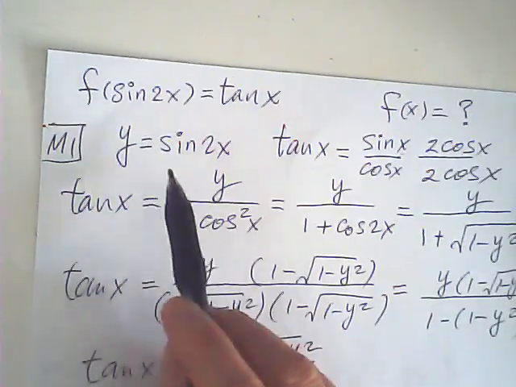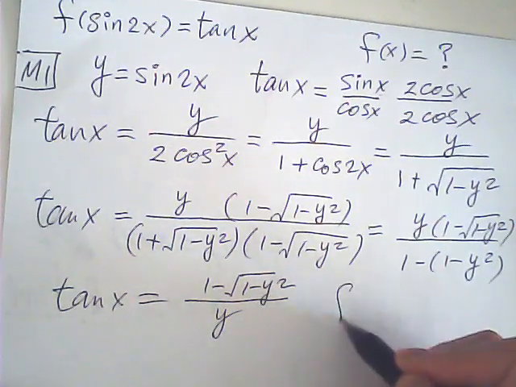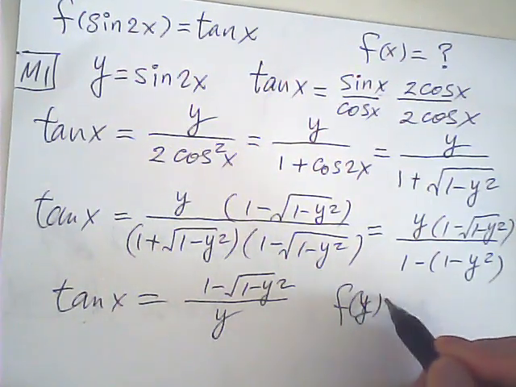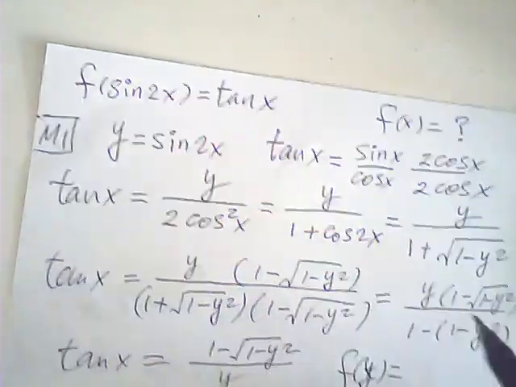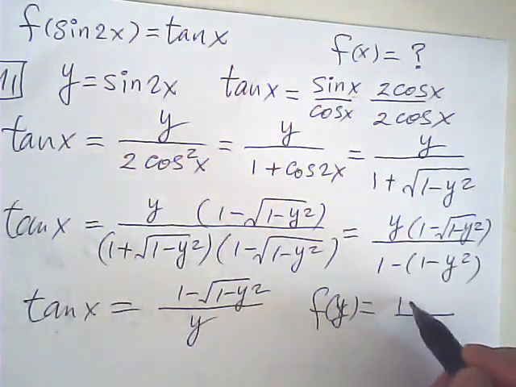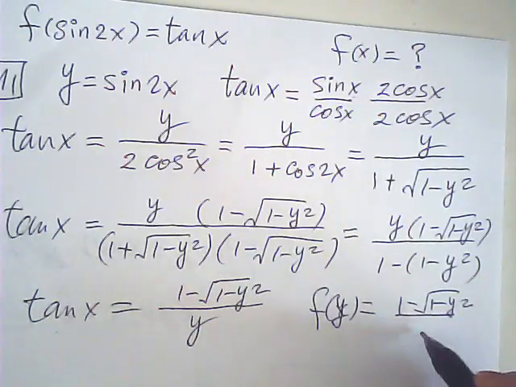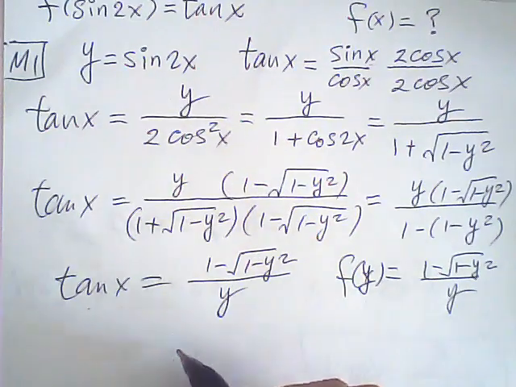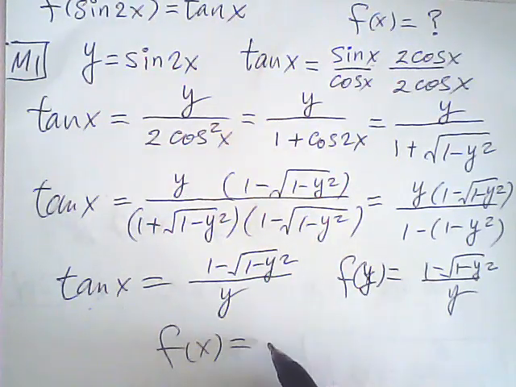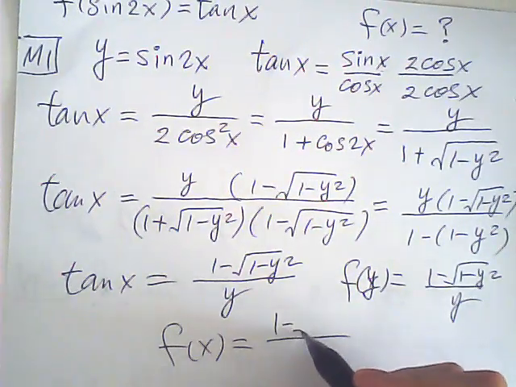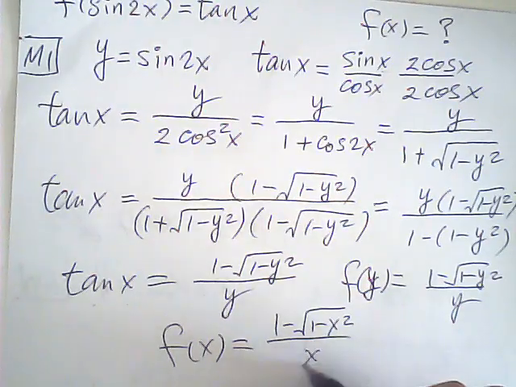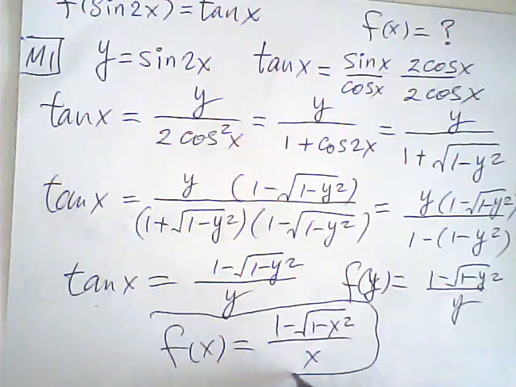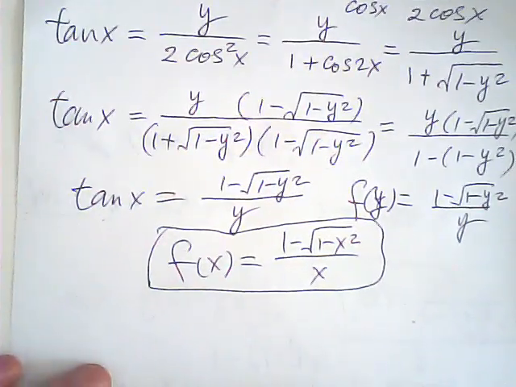So f of y is equal to this, right? f of y is, this is y. f of y is equal to 1 minus this. Therefore, my answer will be 1 minus x squared over x. That is the answer by method 1.